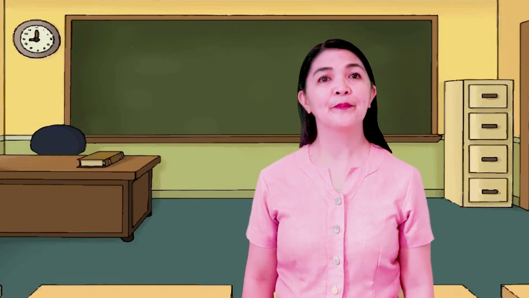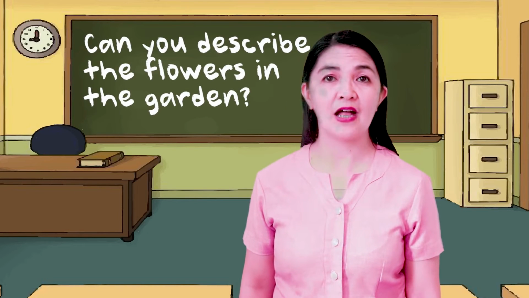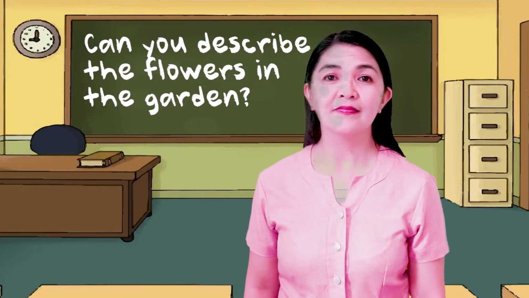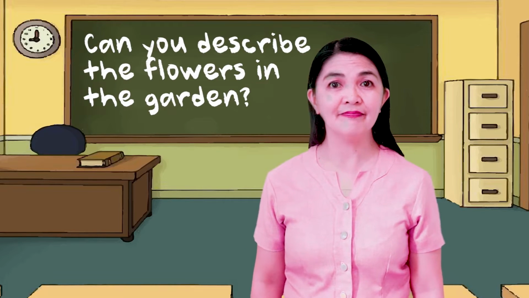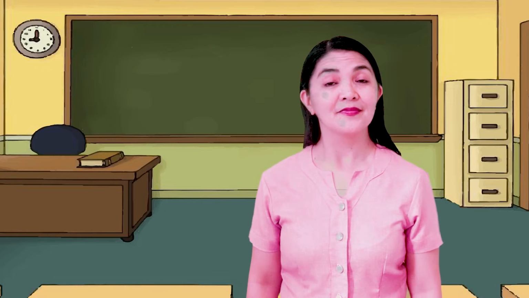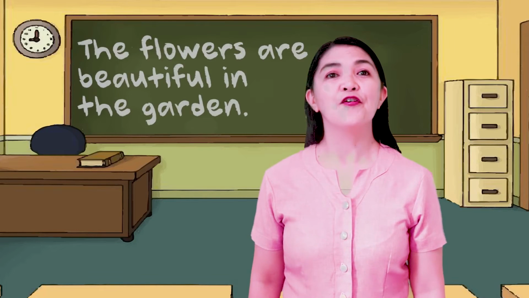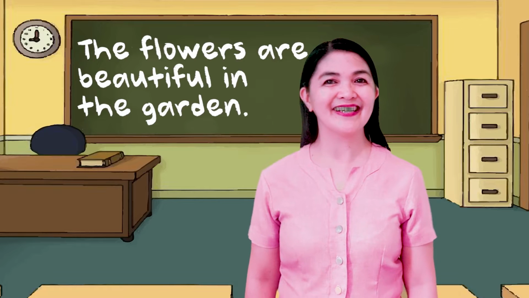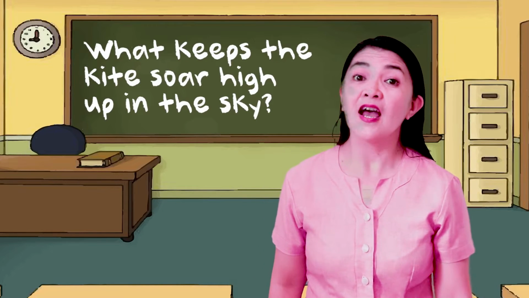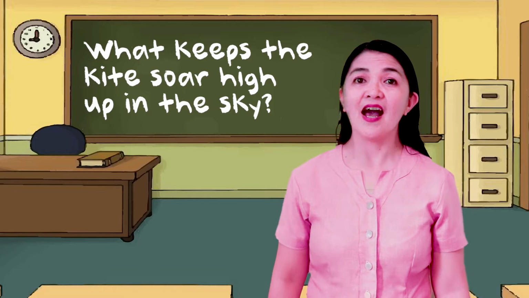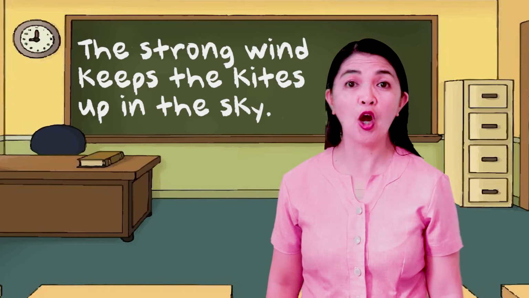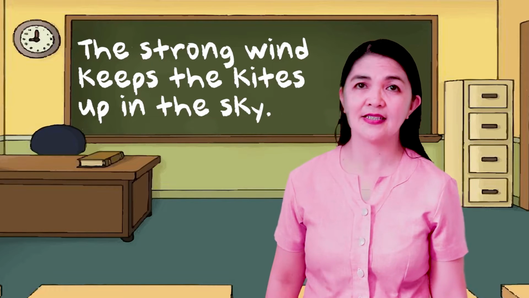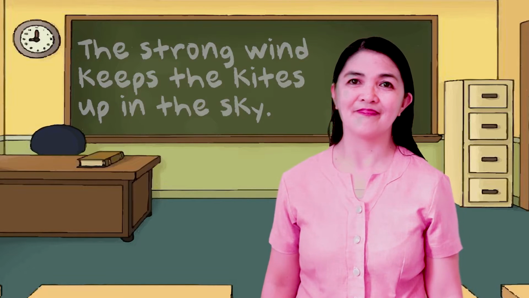Number 3. Can you describe the flowers in the garden? The answer is, the flowers are beautiful in the garden. Number 4. What keeps the kites soaring high up in the sky? The answer is, the strong wind keeps the kites up in the sky.